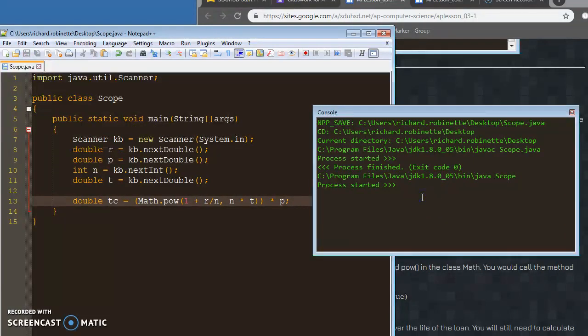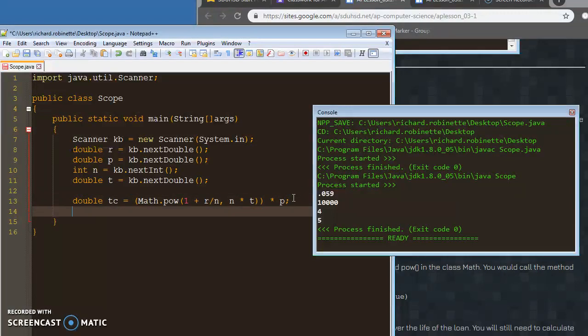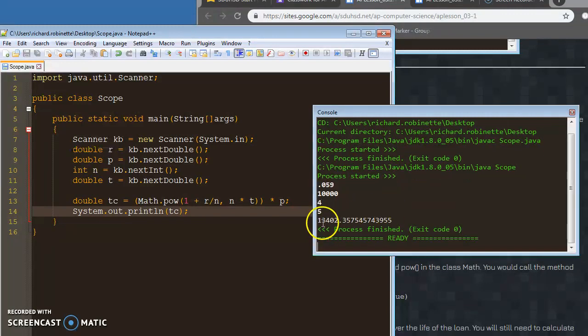So if I don't have print statements here, I can still enter these variables in. Let's say my rate is 5.9% and my principal is 10,000, and I'm going to accrue interest 4 times a year, and my loan's 5 years. That should give me, let's see that again. All right, 5.9%, 10 grand, and 4 and 5. So that's the total cost of the loan over the life of the loan.